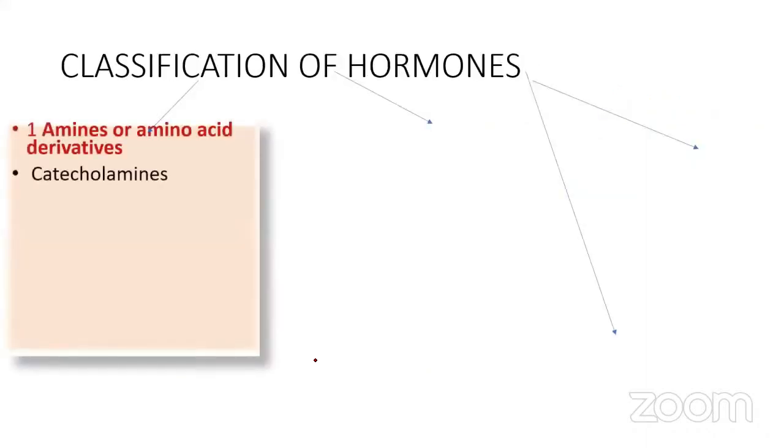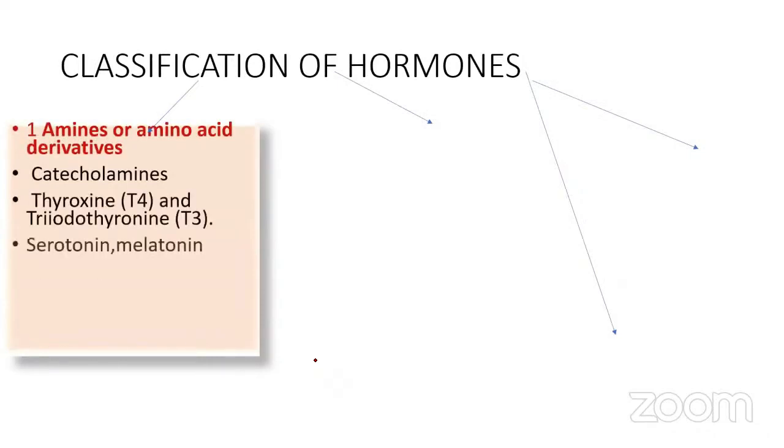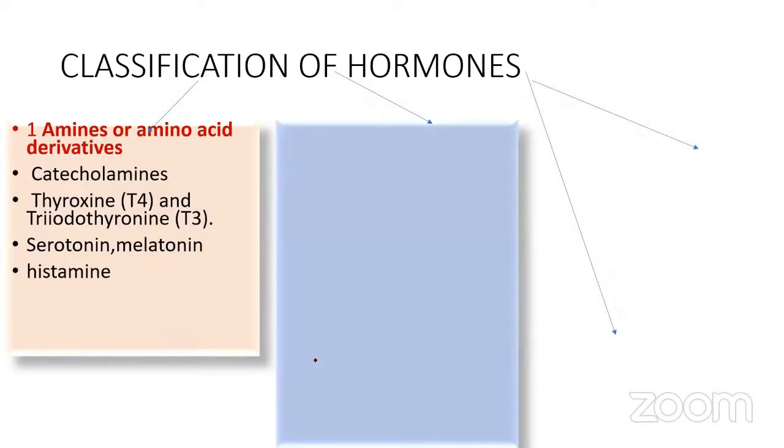Here is a classification of hormones. First, amino acids or amine derivatives, which include catecholamines. The name itself shows that these are amino acid derivatives. Thyroxine, from the amino acid tyrosine, triiodothyronine or tetraiodothyronine, serotonin, melatonin, histamine. These are amino acid derivatives.